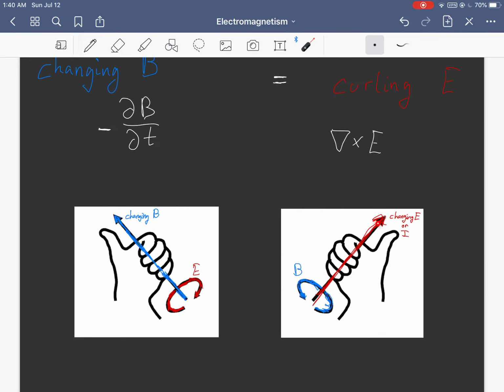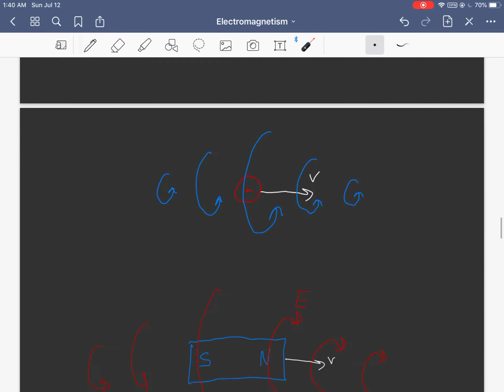Just as a reminder, with your right hand, current pointing in the direction of the thumb, the fingers will point in the curling magnetic field direction. Here we have a changing magnetic field: with your left hand, point with your thumb, and your fingers will curl in the direction of the electric field.